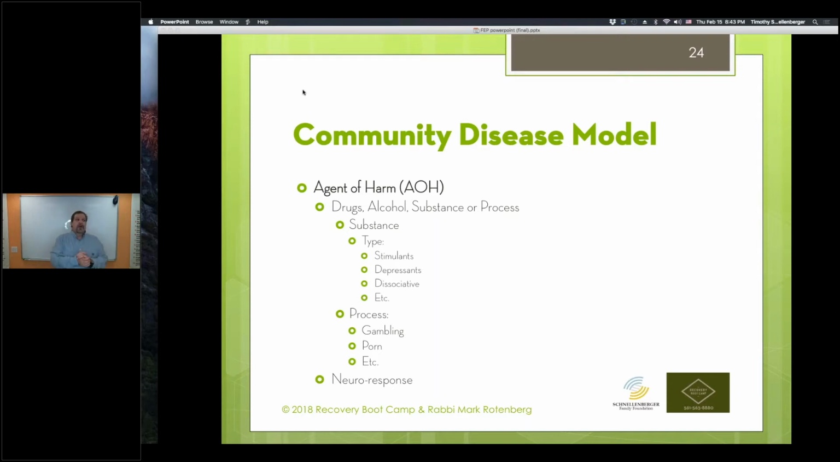So the AOH, and we talked about it, we'll look at it specifically broken down: the drugs, the alcohol, the substance of the process. Really, this is not a full list of the drugs, but just so you know, we find that they fall into a few categories. Stimulants, central nervous system stimulants, depressants: alcohol, benzodiazepines. They're technically minor tranquilizers, but they kind of fit in the depressive category. That's Valium, Klonopin, Xanax, those kinds of things.